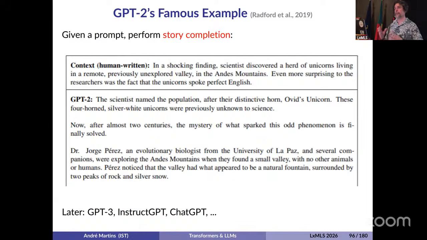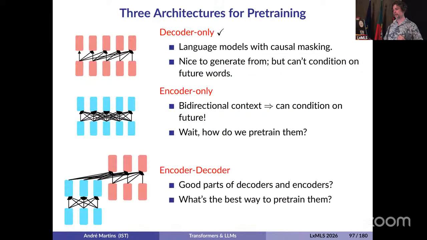And one thing that was quite remarkable at the time, it sounds less impressive now, is that some of the things that are picked by the model, for example, the name of the biologist is a Spanish name, which makes sense because we are talking about the Andes Mountains. There is a mention of the University of La Paz. Everything becomes quite coherent and consistent, which was not the case in any other language model at this time. So this was a big step forwards. Later, there were more versions of these models, GPT-3 and everything that followed after ChatGPT. I'm going to come back to this family of models later.